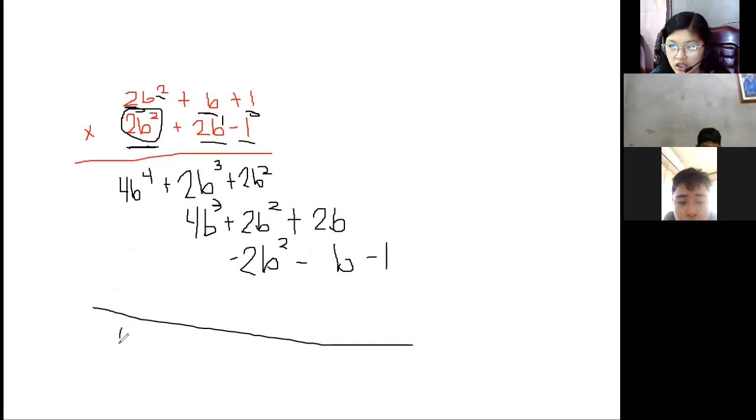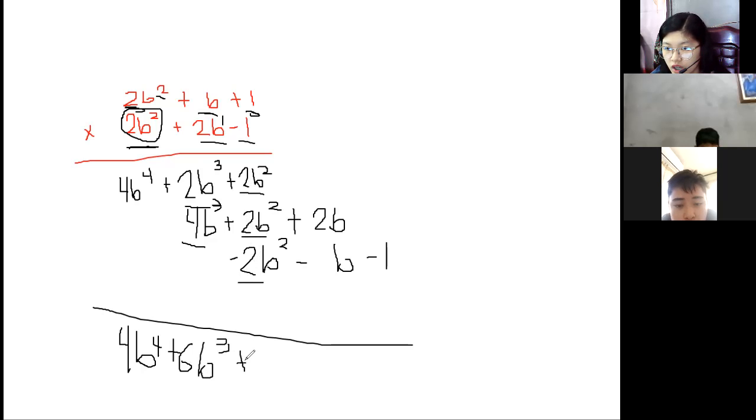Dito, ang natira lang, kakopy lang natin siya, 4b raised to 4. And 2b cubed plus 4b cubed. Pag-add lang natin yung number, that is 6. Tapos, copy b cubed. Next, dito, 2b squared plus 2b squared. Pag-add lang yung number, we have 4b squared. 4b squared, ma-minus natin yung 2b squared, that is 2 na lang. We have 2b squared.